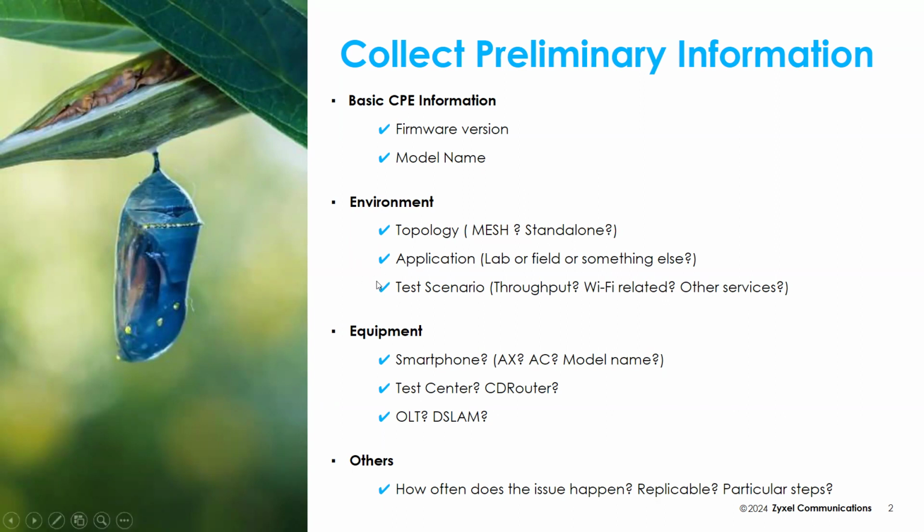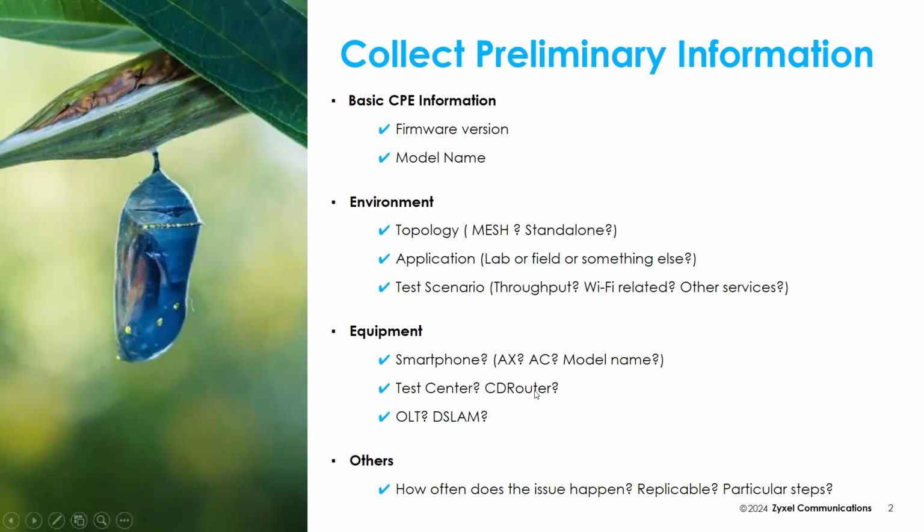Besides the previous two points, we would also like detailed information about the equipment they use during the test. For example, whether the station they use to connect to our devices is a smartphone. If it is a smartphone, whether it supports Wi-Fi 5 or Wi-Fi 6, and also what the model name of the smartphone is.